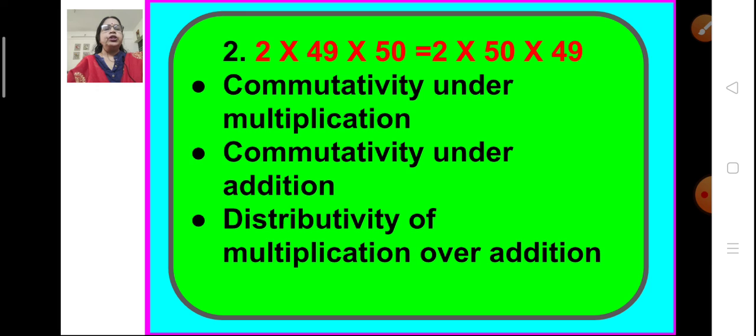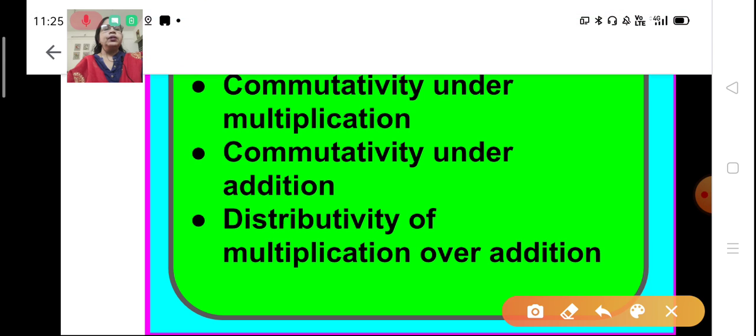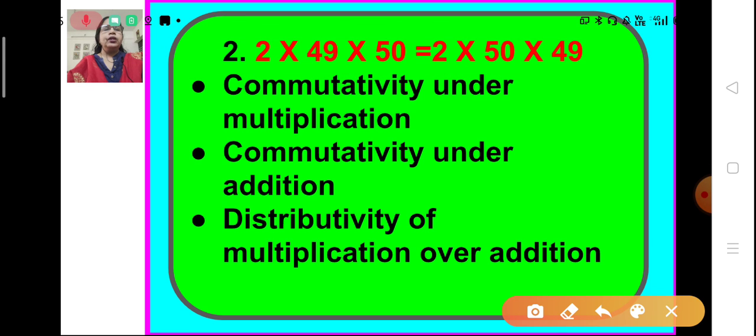is equal to 2 into 50 into 49. So what are we doing? We are changing the order of the numbers which are to be multiplied. So what is this property? This property is the commutativity under multiplication, isn't it?